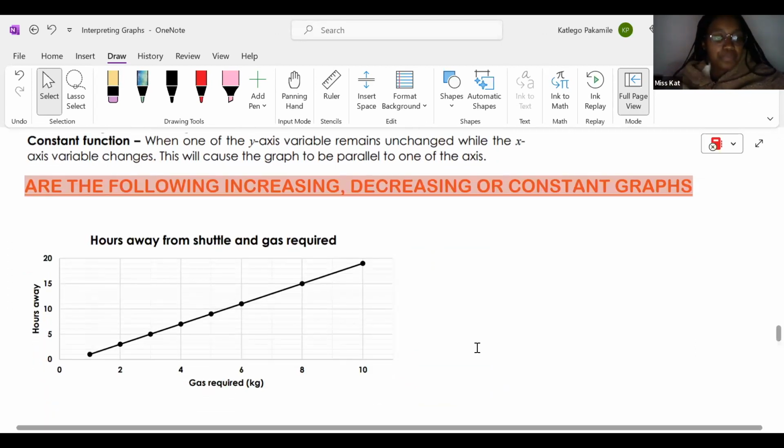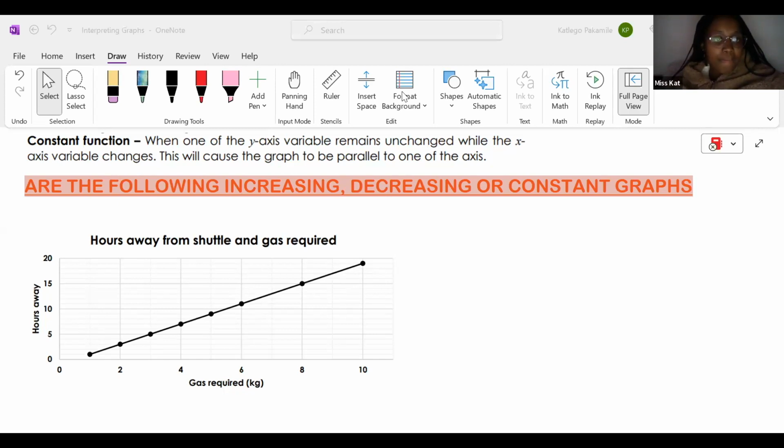Okay. So hours away from shuttle and gas required. So if you're going to be traveling 5 hours, you're going to need 3 kilograms of gas. Okay, we see? That's what this graph is telling us. So I want you guys to tell me, is this an increasing, a decreasing, or a constant graph? What is it, guys? Some girl says increasing. Some girl says constant. We have a bit more increasing.